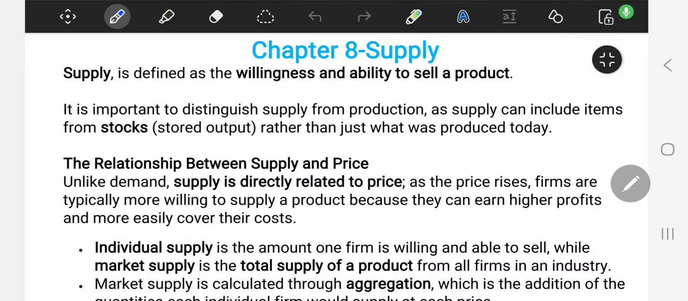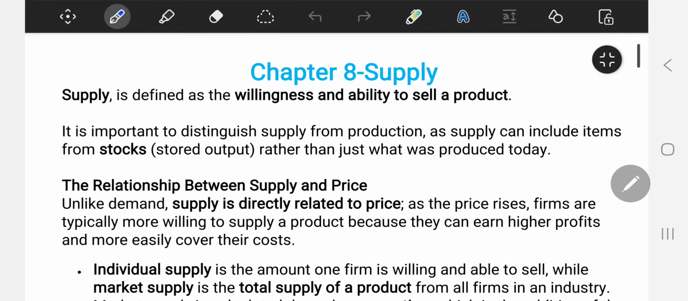Hello and welcome to this video where I'm going to be talking about chapter 8 of IGCSE economics, which talks about supply. In the previous video we talked about demand, and here we're going to talk about supply, and I'm just going to go straight into it, try to make it as short as possible. First we start with the definition of supply, and this is the willingness and ability to sell a product.